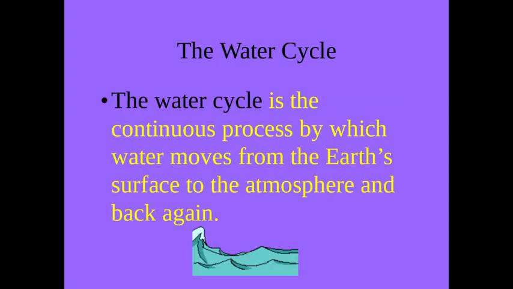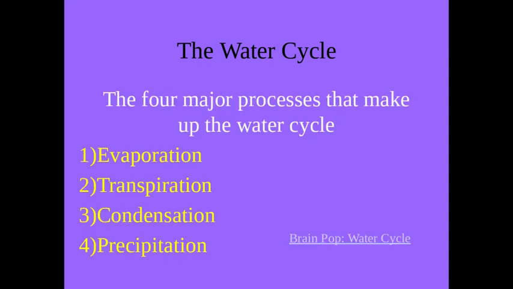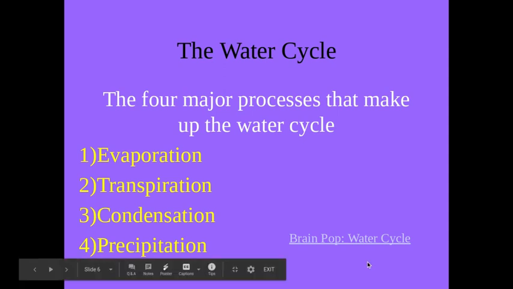So the first cycle that we're going to talk about today is the water cycle. The water cycle is the continuous process by which water moves from the Earth's surface to the atmosphere up in the sky and back again. And it's constantly being cycled around or recycled around. The four major processes that make up the water cycle include evaporation, transpiration, condensation, and precipitation. Now, sometimes you might hear of the word runoff or infiltration, and there are also other words, but we're going to go with those four basic ones.